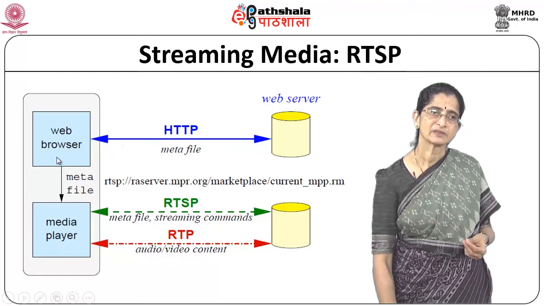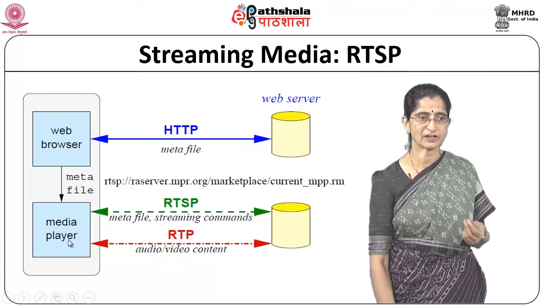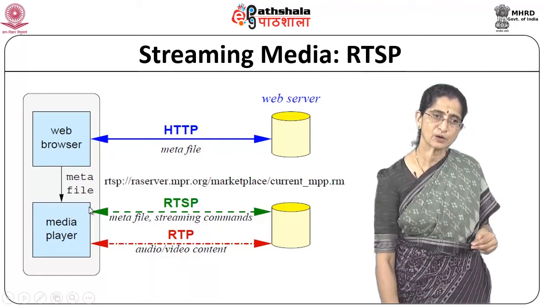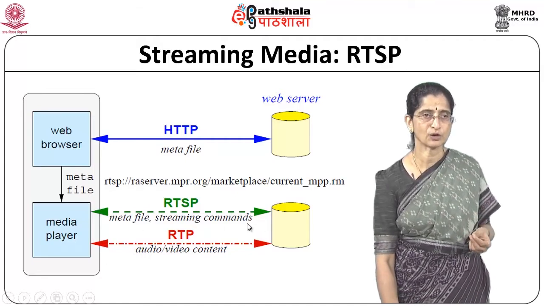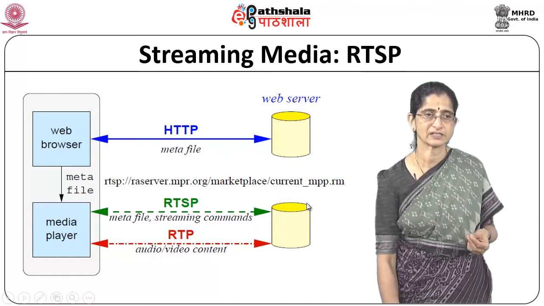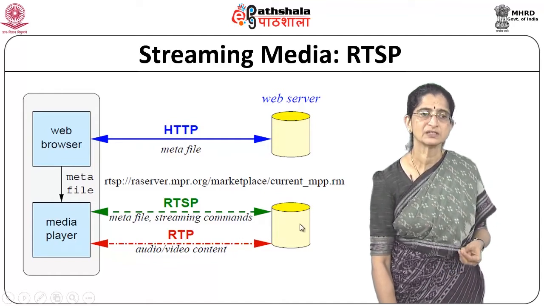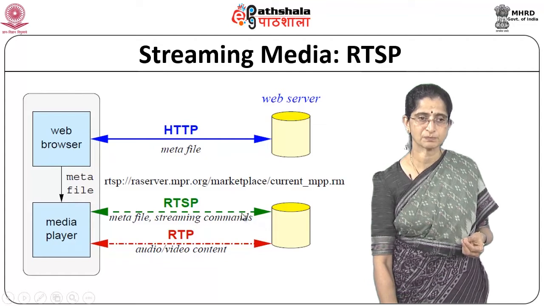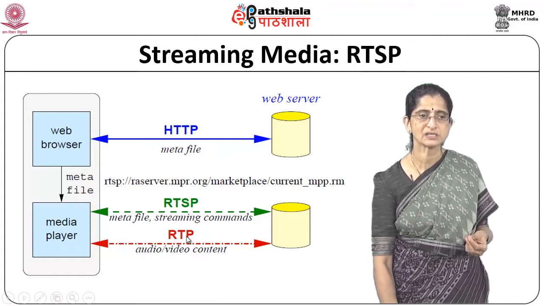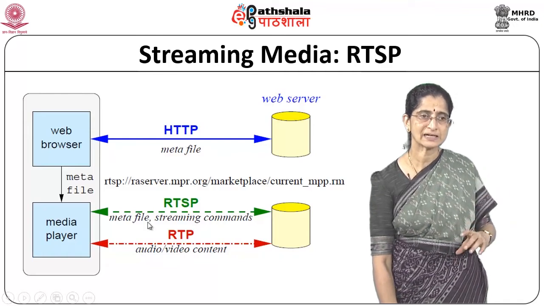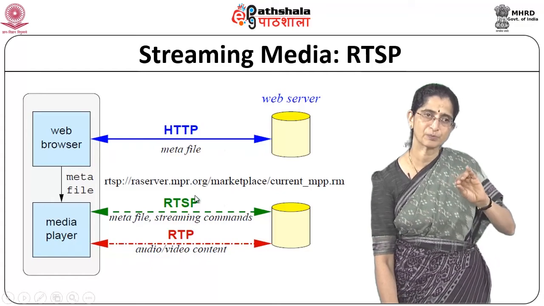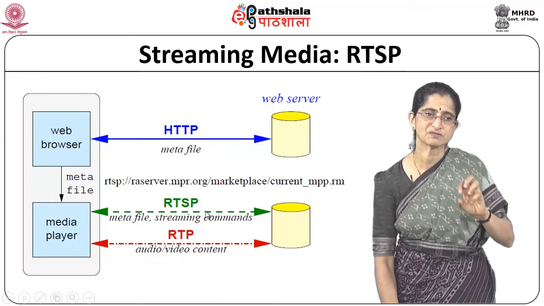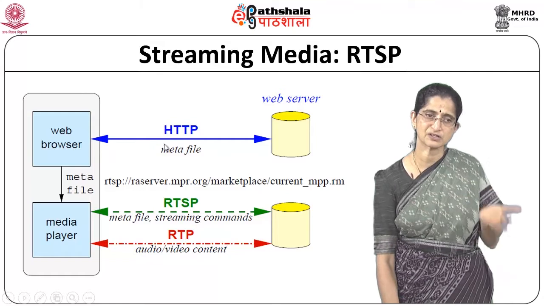Once that is obtained, the web browser passes that meta file to the media player, and the media player can now use the RTSP protocol to send certain streaming commands, along with the meta file, to the media server. The media server can respond using RTSP messages, and the content will be transferred between these two using the RTP protocol. So you can see that RTSP is expected to work along with HTTP on one side and RTP on the other side. It provides a particular unique function in between these two, which is not done by HTTP and not done by RTP.